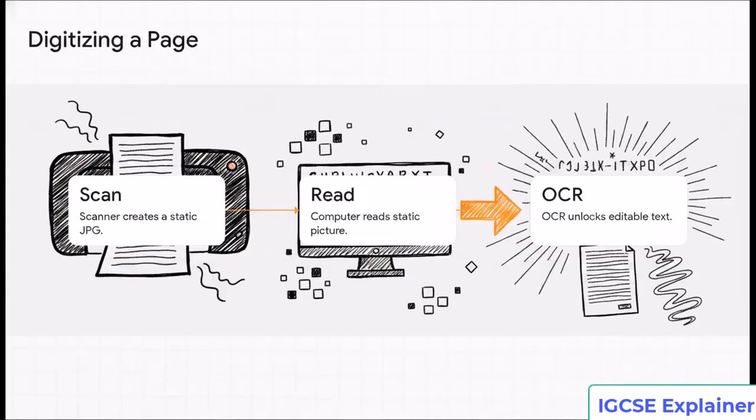But here's the thing. At this stage, the computer just sees a picture of words, not actual text it can understand. This is where optical character recognition, or OCR software, steps in. It analyzes the shapes in that picture and essentially unlocks the image, translating those visual shapes back into a fully editable text document. It's like an incredible hardware-to-software relay race.